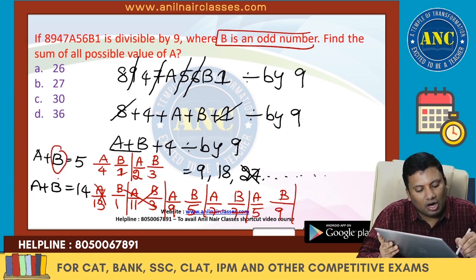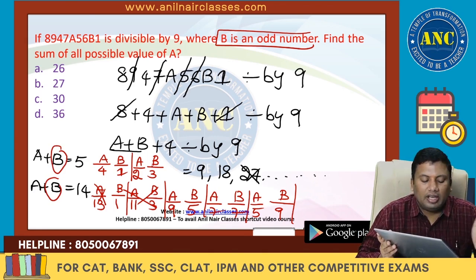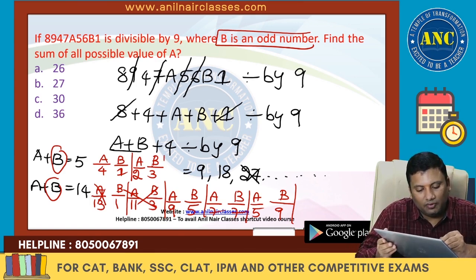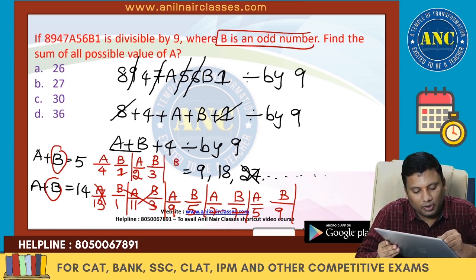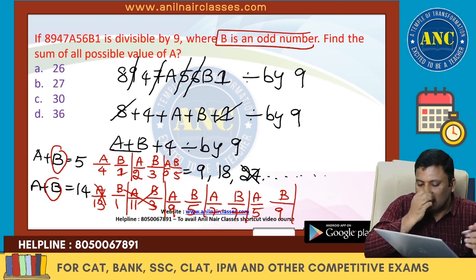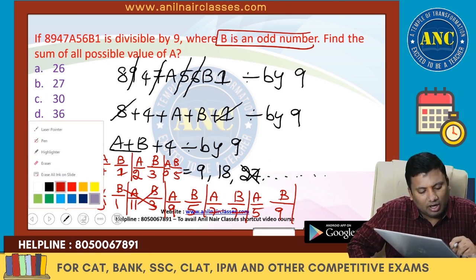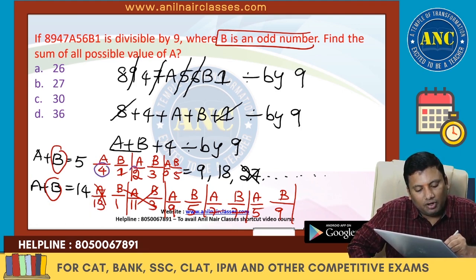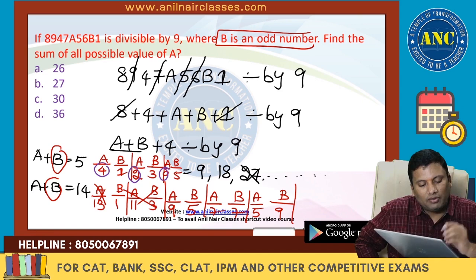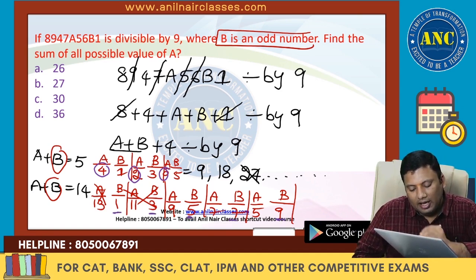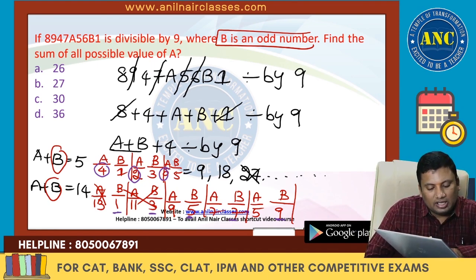B is an odd number. Here 1 and 3. If B is 5, A value will become 0. This is also possible. Sum means A 0, 0 plus any number, the addition value will not change. These A values are 4, 2 and 0, and for B it is 1, 3 and 5. Here 1, 3, 5, 7, 9. From beyond 9 onwards, it is not possible.